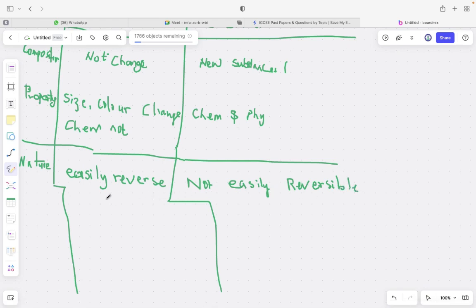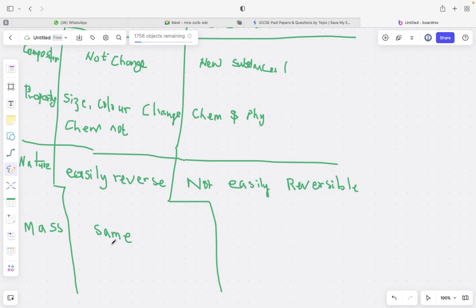Okay, then another property, in terms of the mass of the substance. Let's compare chemical change and physical change in terms of their mass. For physical change, the mass of the individual substance at the end of the change is the same as at the beginning. At the beginning of the reaction and at the end of the reaction, the mass is the same, both for physical and chemical changes.